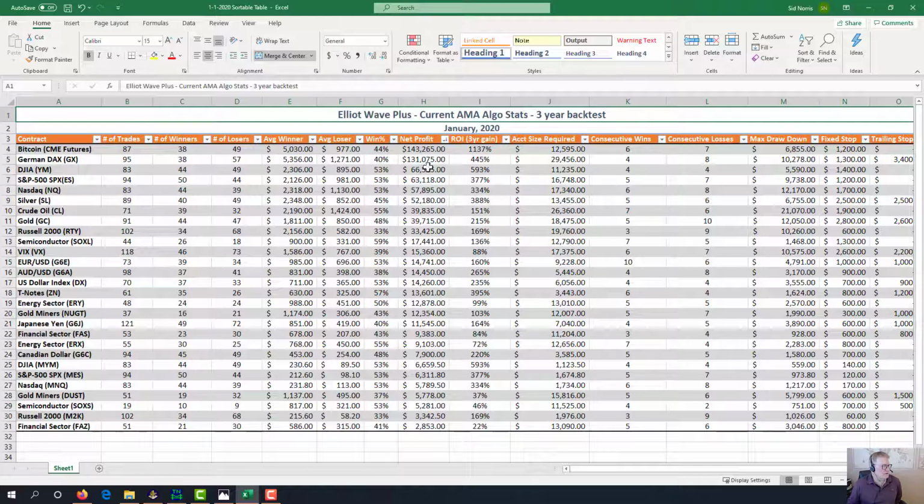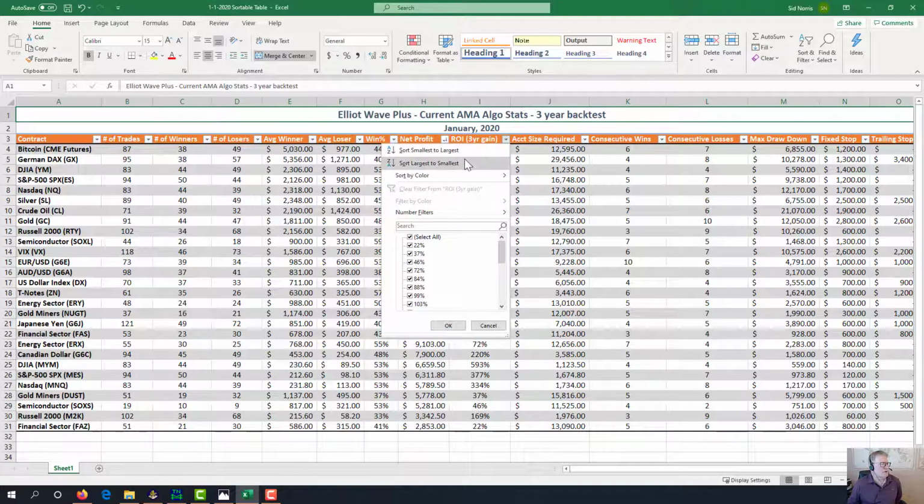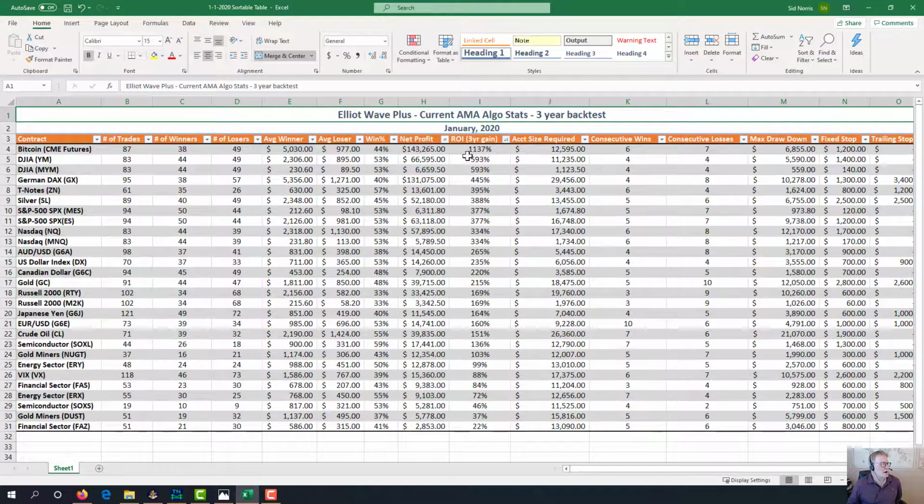So the total number of profit dollars brought in, or you can sort, for instance, by the return on investment. Some of these items require larger accounts than others, so this is actually the percentage gain over 3 years. And I'll go over this spreadsheet in more depth, but this is something we send out to premium plan members.